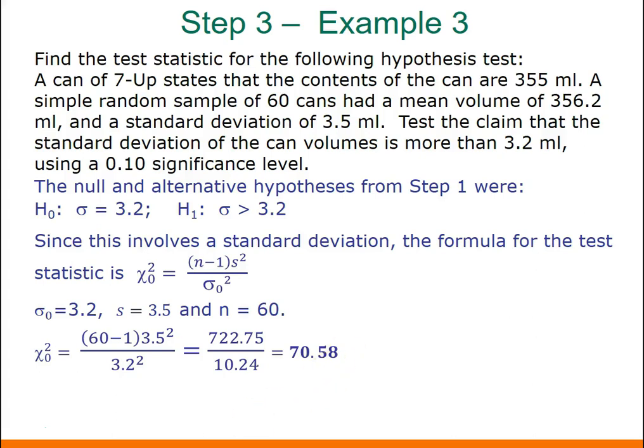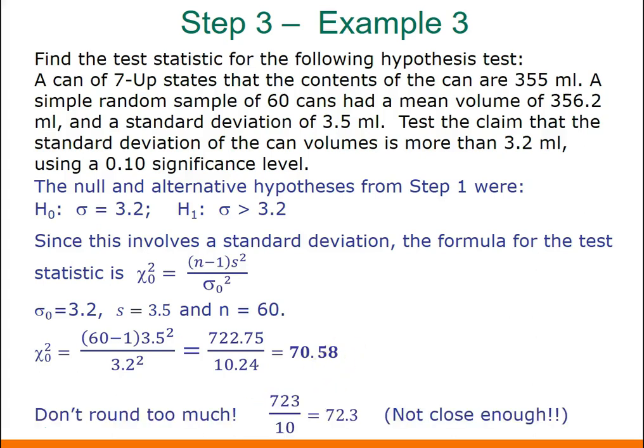And again, we don't want to round too much. Here's an example of what can happen if we round this a lot more. So if we rounded the top of this to just 723 and the bottom to 10, then we get a test statistic of 72.3. That's far enough off from this that it's probably going to give us a significantly different result. So this is not close enough. We don't want to round this much.